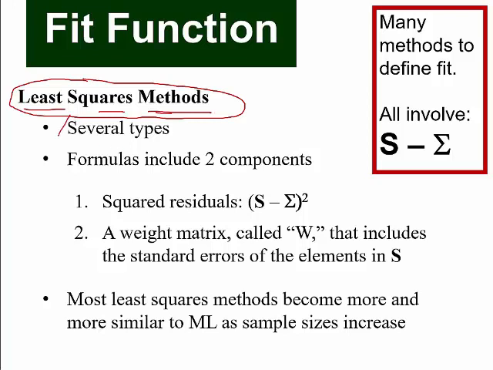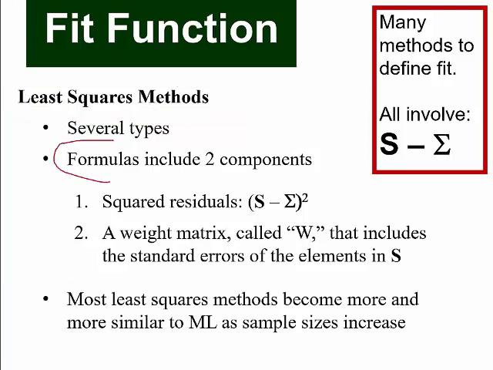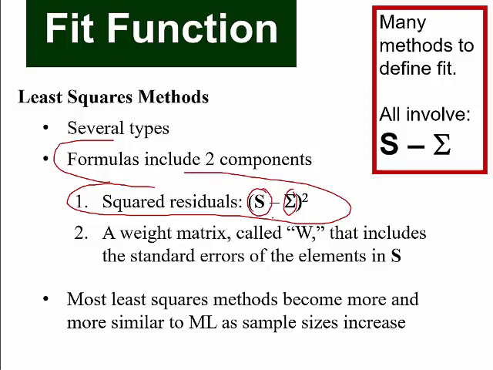So as I mentioned, there's several types of approaches that we can use for a least squares method for our estimator, for our fit function. And in general, all these formulas are going to involve 2 components. And one component will be, we're going to estimate squared residuals. We're going to take our actual observed sample variance covariance matrix and our reconstructed matrix and just take each value from the observed minus the value from our reconstructed to get a residual and square it.